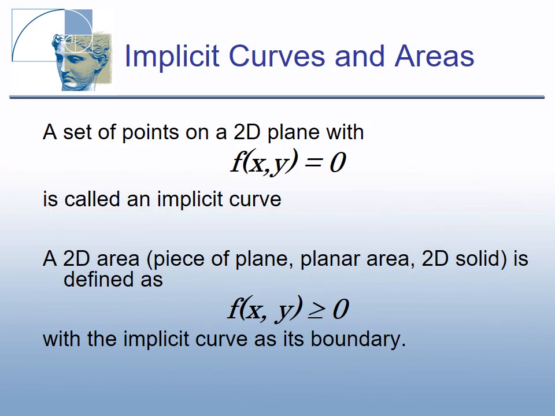If we take some real continuous function of point coordinates x and y on a two-dimensional plane, and then select all the points on the plane where this function has zero value, the collection of points we found is called an implicit curve. If we change the equation to an inequality, we define a two-dimensional area, a piece of plane or two-dimensional solid or a planar area, and the implicit curve will be its boundary. This all can be understood much easier with a practical example.